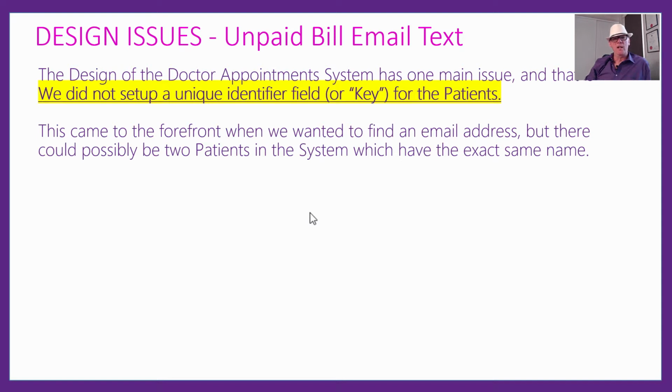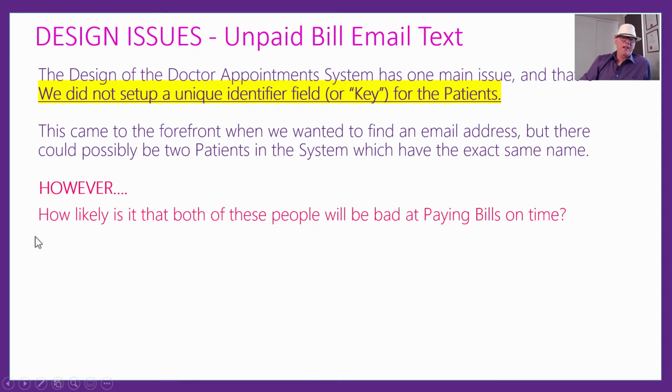Now, there is a big design issue here: we didn't set up a unique field or key for the patients in the system when we did the previous lesson. So this has come up now when we've tried to find an email address. We thought, hang on, what if there's more than one person with the same name? Then we've got a problem, okay? Even so, how likely is it really that both people with the same name are going to be bad at paying bills and on the unpaid bills list? Maybe it isn't likely, so maybe it isn't a huge problem, but it is inconvenient for people to have to follow it up by phone and they can't just email everyone.